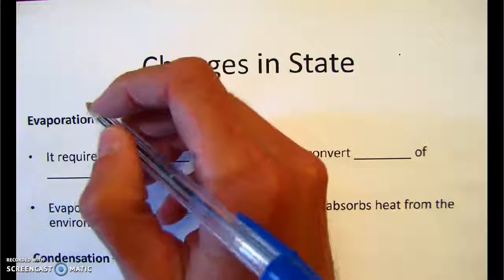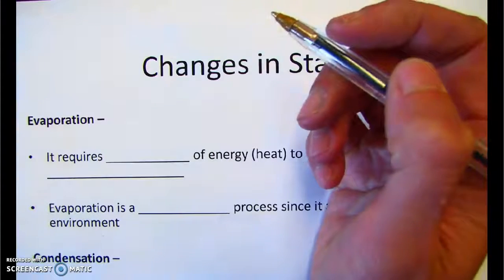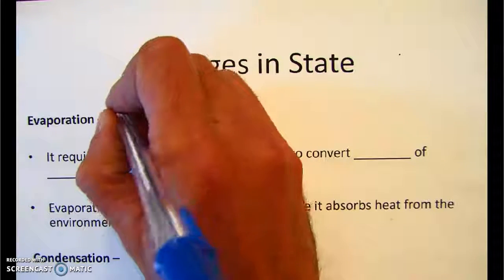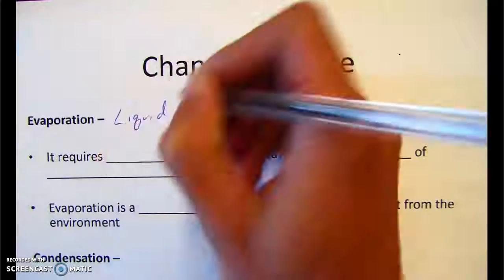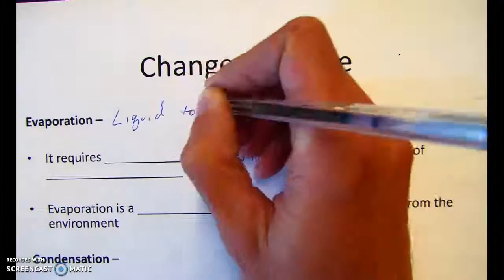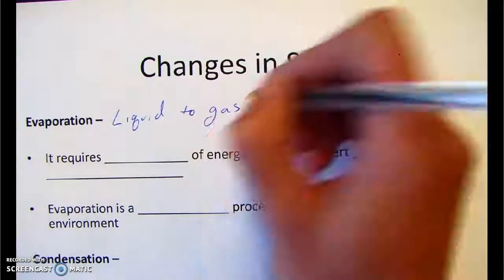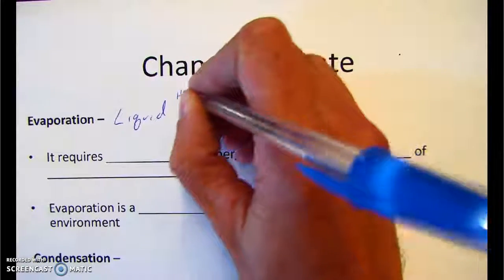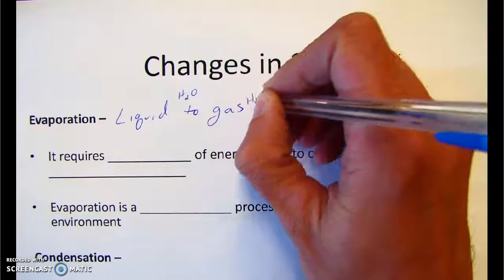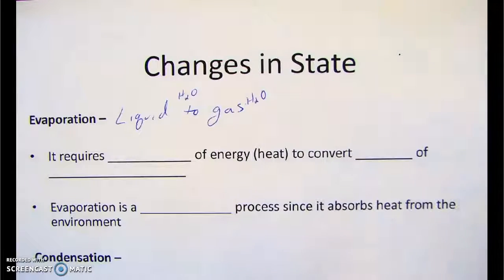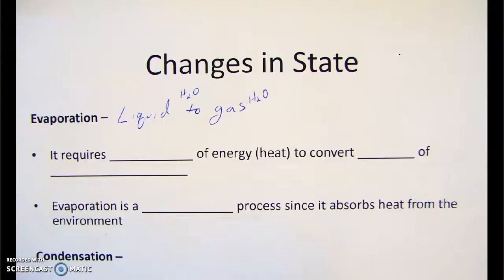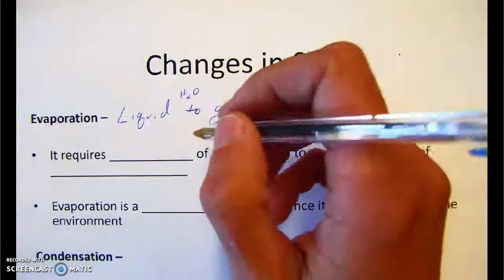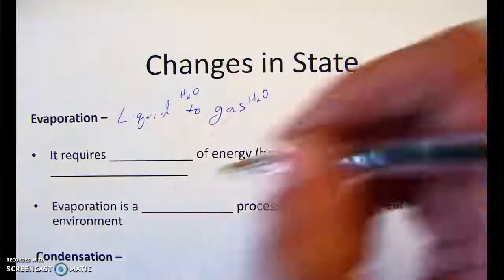So, of course, we have evaporation. And evaporation would be liquid changing to a gas. You probably know that without a problem. So liquid to gas. And we know that we have liquid water, liquid H2O, going to water vapor, H2O. So we're going from liquid to gas, and this is, of course, why if you leave a cup of water out after a few days, it seems to go away. Well, it requires heat energy to convert that water into gas.